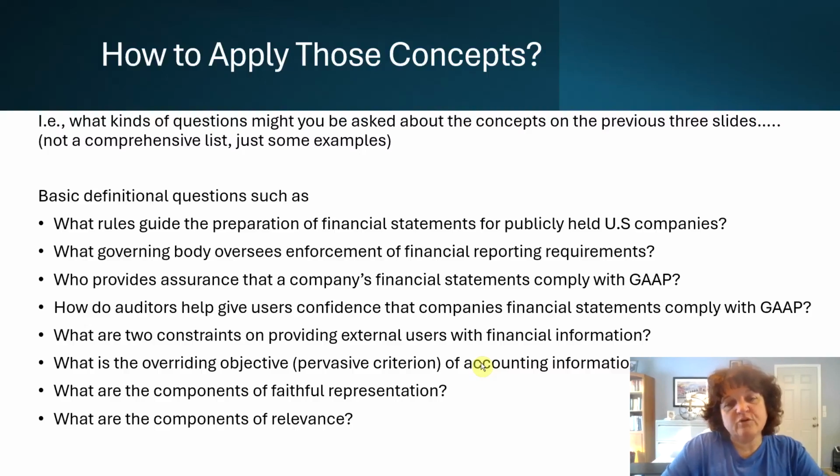And then what are the components of relevance? That would be having confirmatory value. So if somebody else prepared them using the same methods as the one that did, they would come up with the same information. And the predictive value, that the information provided is giving us some element that is going to help us to see what's going to happen in the future.